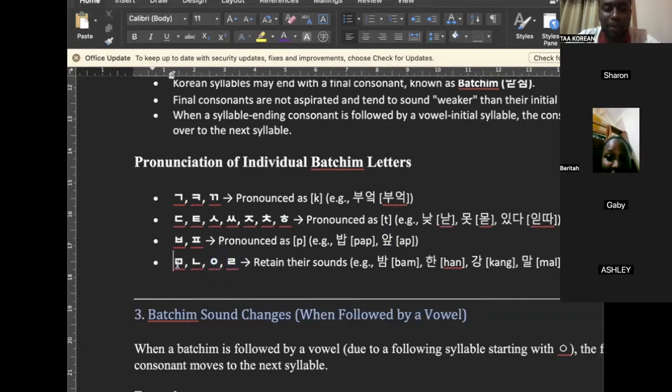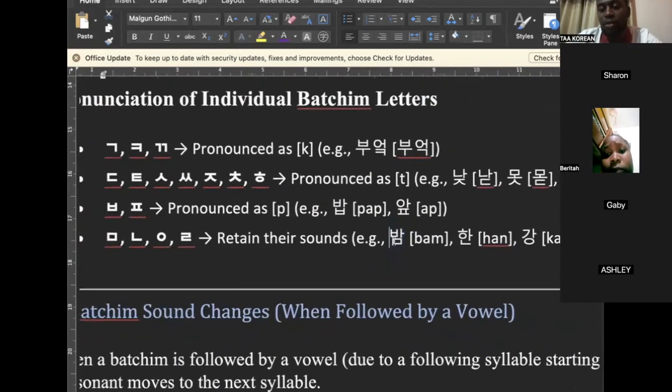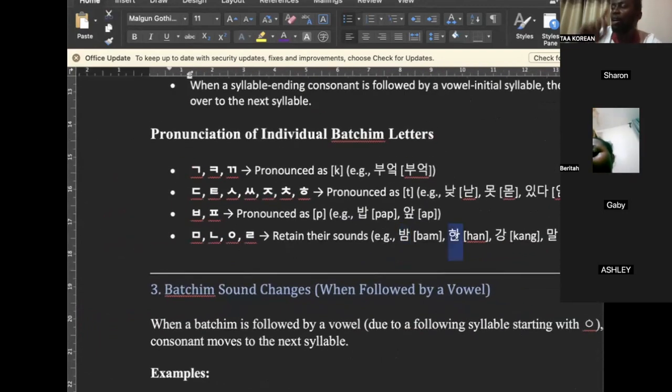Now, we have M, N, Ng, and L. Now, M retains its sound M no matter where, if it's in the Batchim position, this final consonant position, it retains its sound. So pam is night. In Swahili it's usiku. Pam, night. Han can be one. Han can be the Korean people. Han can be many things. But han, the end does not change.